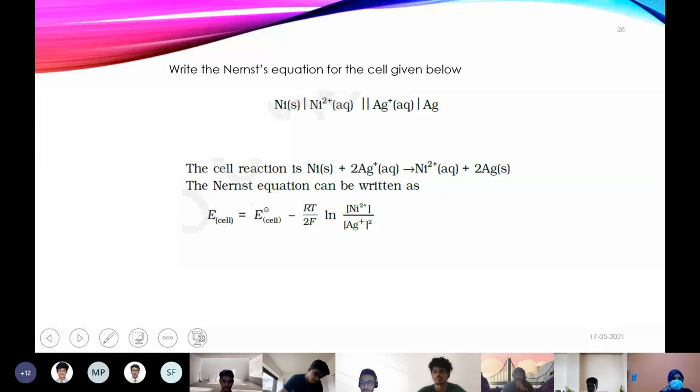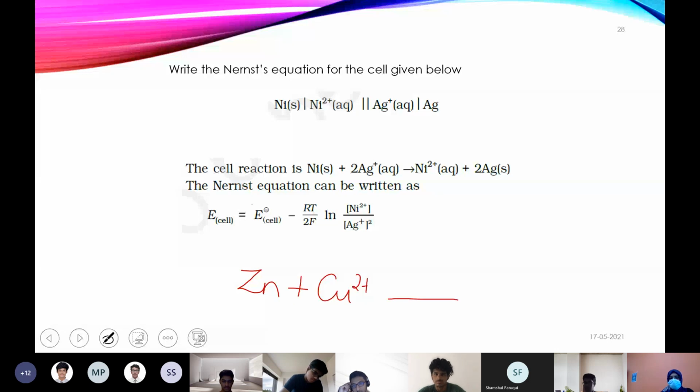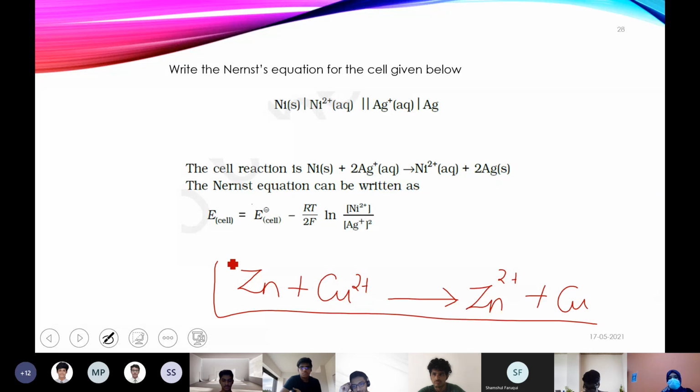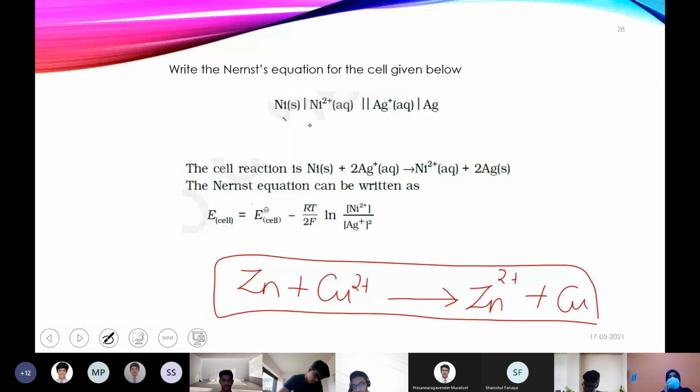In the case of the Daniell cell, it was Zn plus Cu2+ changing into Zn2+ plus Cu. This was the reaction where the stoichiometric coefficient for each term was 1, but that is not happening in the case of nickel. Nickel is changing into Ni2+, a change of 2 electrons, but Ag+ to Ag is a change of 1 electron, right? That means it's not matching. In such cases, you have to write the cell reaction and write a balanced equation.